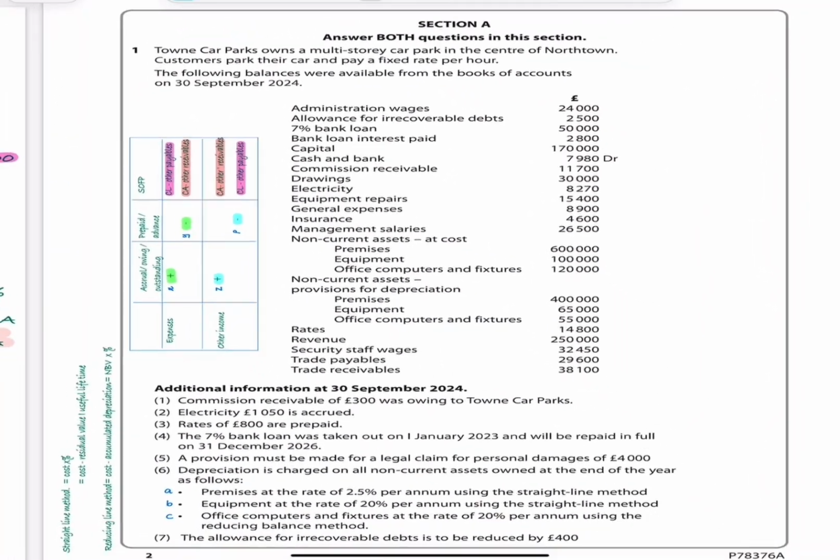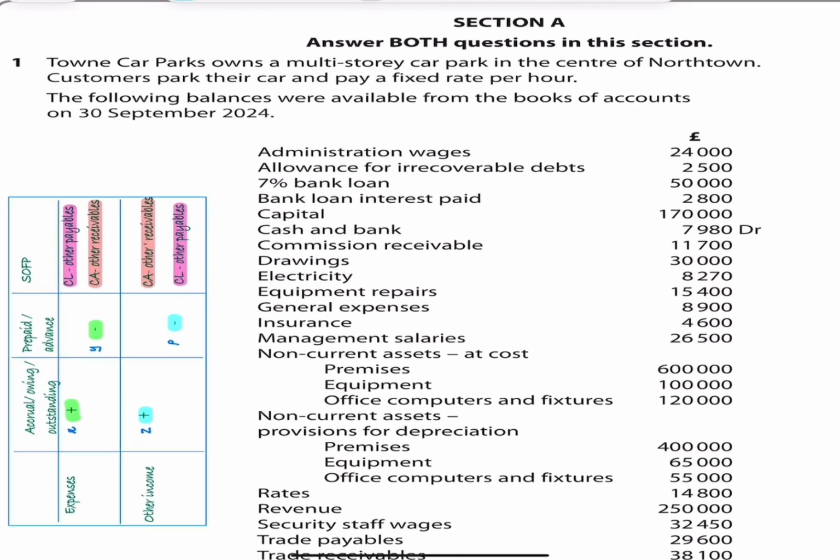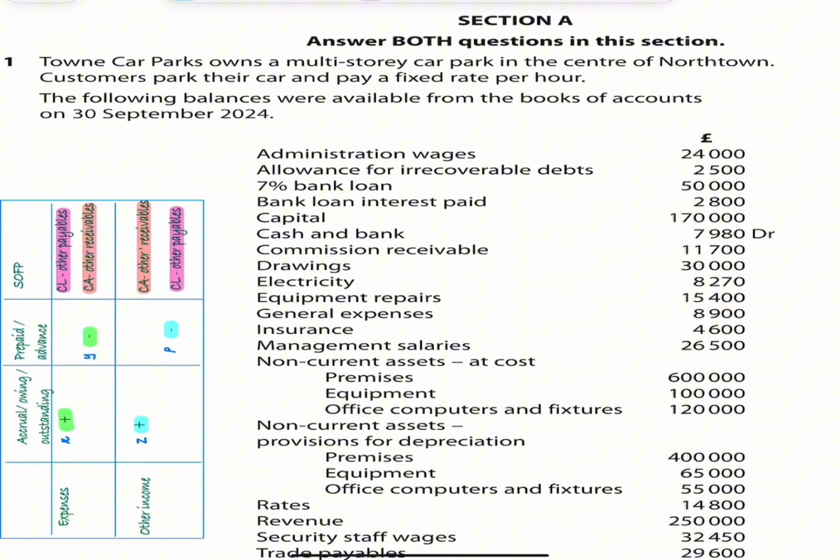Now, let's skim through the question. Town Car Parks owns a multi-story car park in the center of North Town. Customers park their car and pay a fixed rate per hour. This means it's a service sector business. The following balances were available from the books of accounts on 30th September 2024.